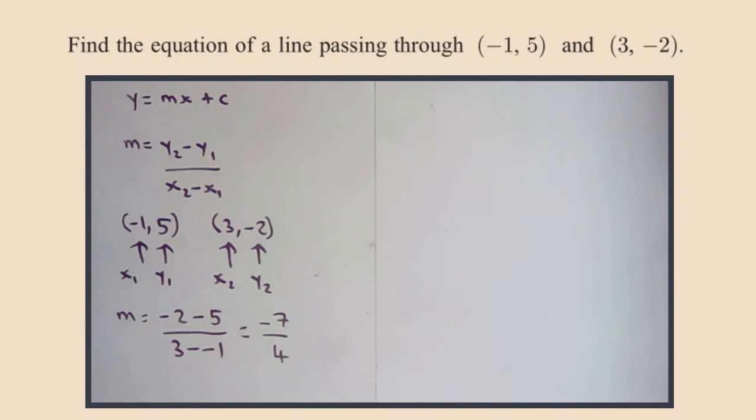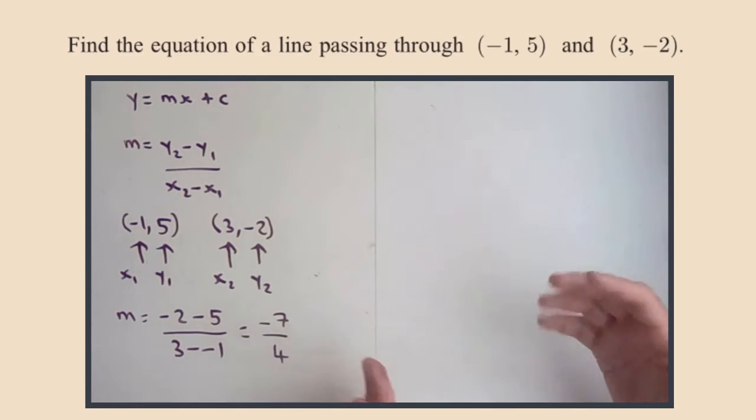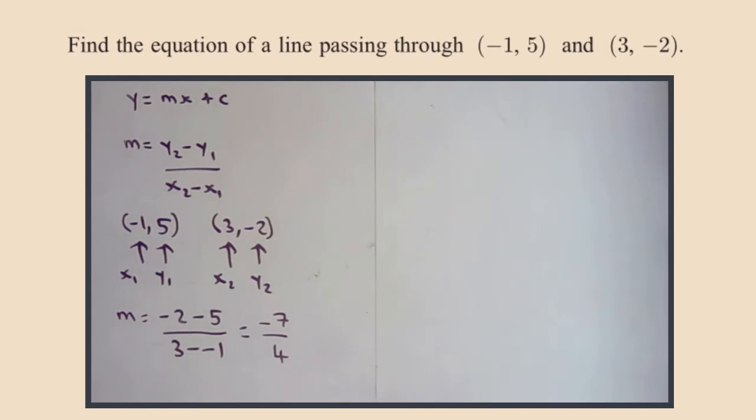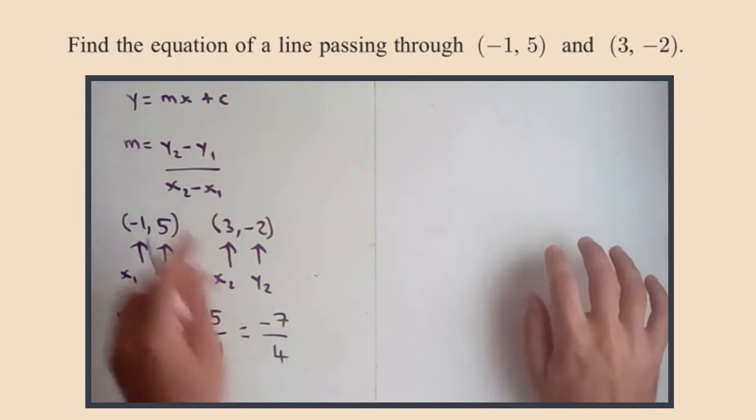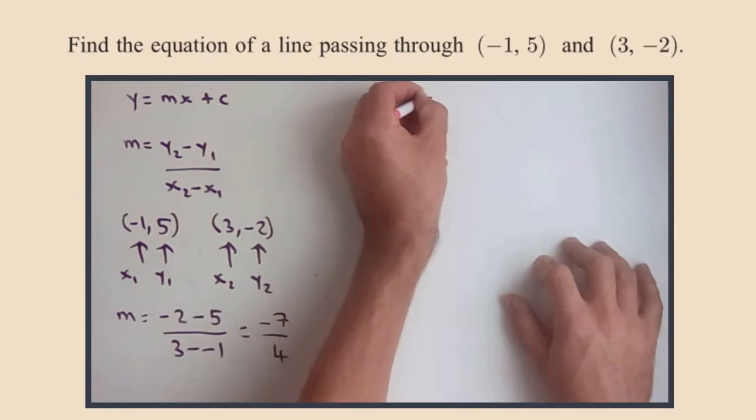Now, to find c, we can substitute any of these points. Whichever one looks easiest, there's not really much between it, but I'll just pick the first point in that case. Often, say one's got fewer negatives than the other, you'd probably select that, or maybe if one had a 0. In this case, there's really not a lot of difference. So y equals mx plus c.